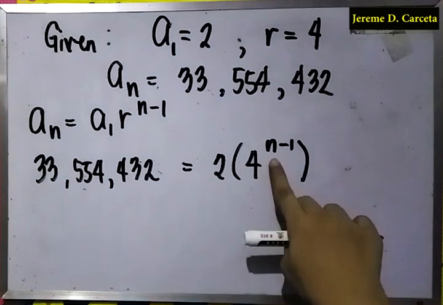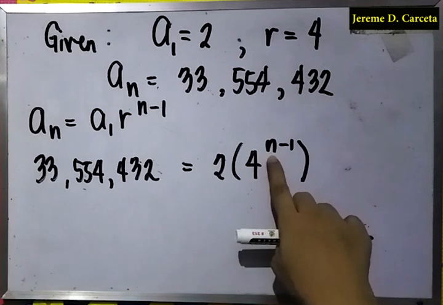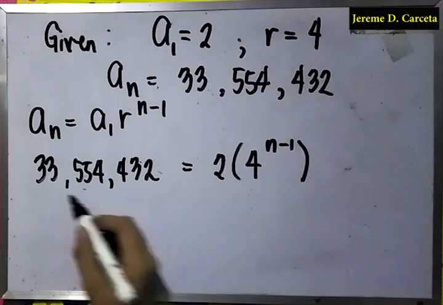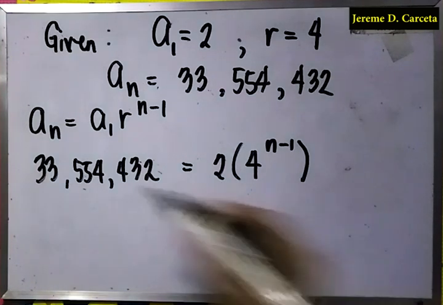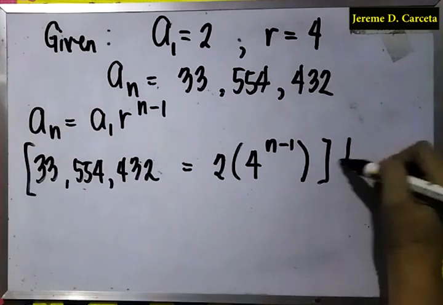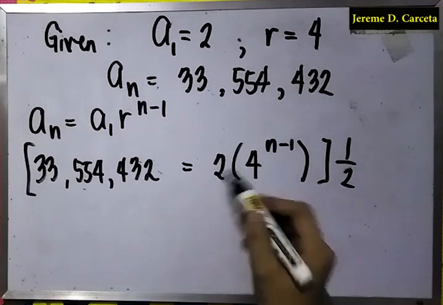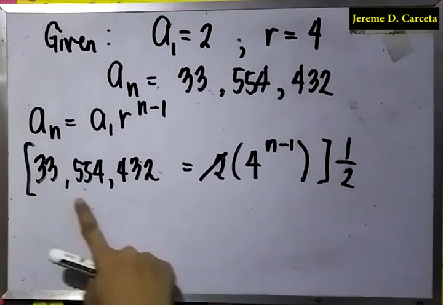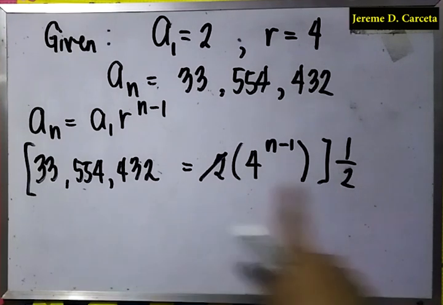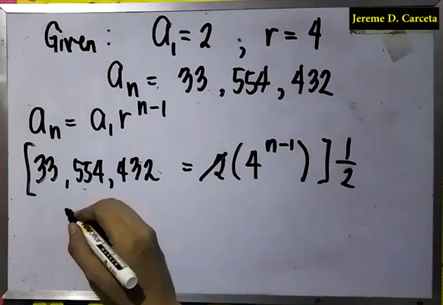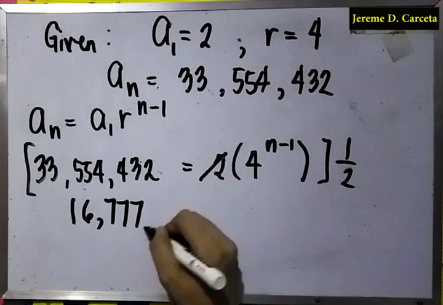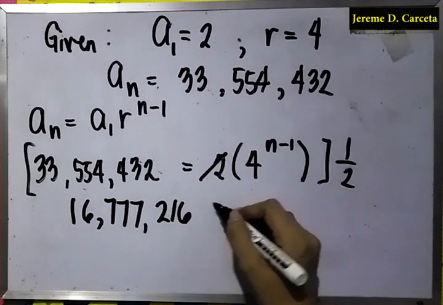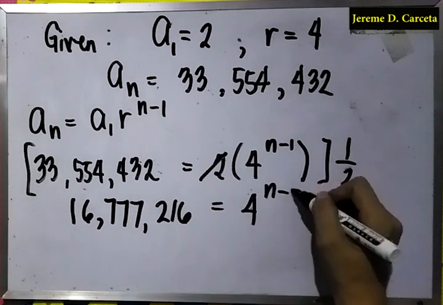Since we're going to find the value of n, we have to eliminate first all the numbers beside this n. So first is 2. We multiply the whole equation by 1/2, again using the MPE. So it will now be cancelled, and then you will have the a sub n multiplied by 1/2. And the answer would be 16,777,216 is equal to 4 raised to n minus 1.